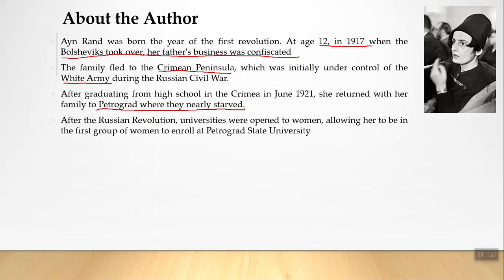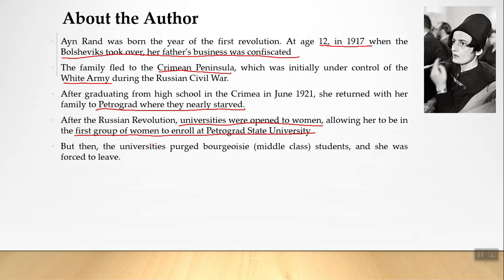After the Russian Revolution, for a short period of time, universities are open to women. So Ayn Rand is one of the first group of women to enroll at Petrograd State University, again renamed. However, as power is consolidated more and more within the Communist Party, the universities purge the bourgeois or the middle class students, and she's forced to leave.